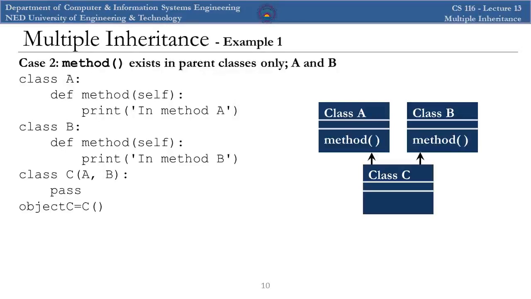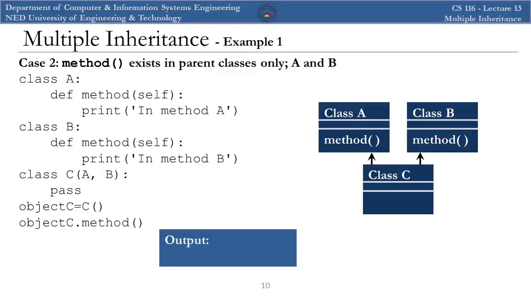Now I instantiate this object C of class C type, and I call this method. Now again, this method will be searched in the current class, but since it's not found there, there is no such method in class C, so the first parent or the left side parent will be searched. So here it is. So that means that this method has been executed from the leftmost parent, which is class A.